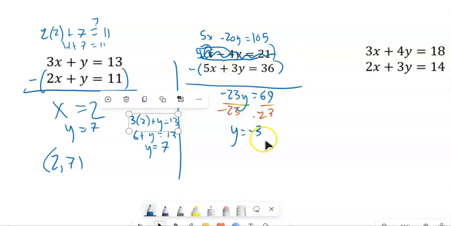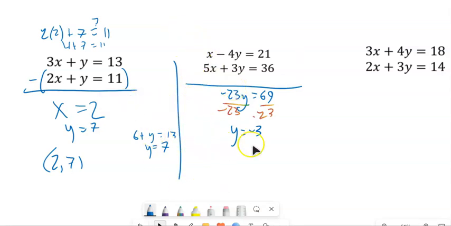Just like before, I can plug that back into any of these equations to figure out what x is. I'm going to plug it into both because I want to check it for both of them. So negative 3 goes in the y spot. I've got x minus 4 times negative 3 equals 21. Negative 4 times negative 3 is 12. If I subtract 12 from both sides, I get 9.